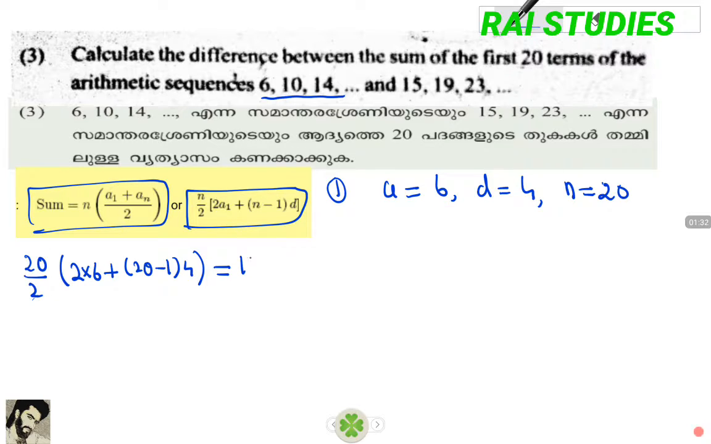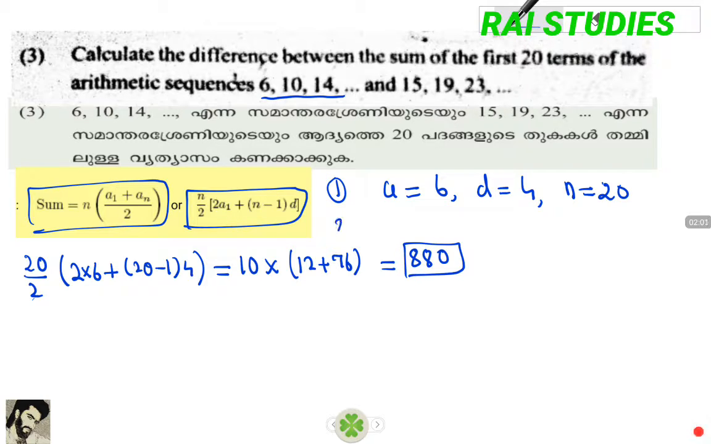20 by 2 we know is 10, and 2 into 6 is 12. Here 20 minus 1 is 19, 19 into 4 is 76, 76 plus 12 is 88. So 88 into 10 is 880. So the sum of the first 20 terms of the first sequence is 880.